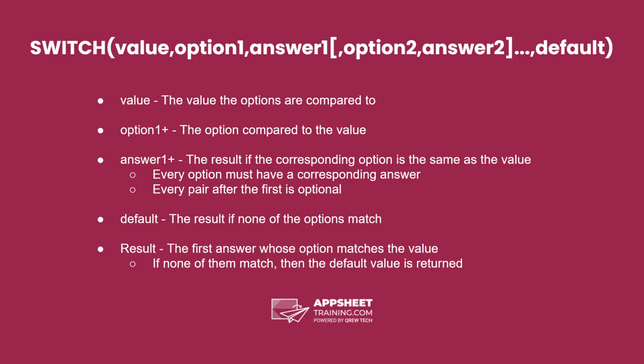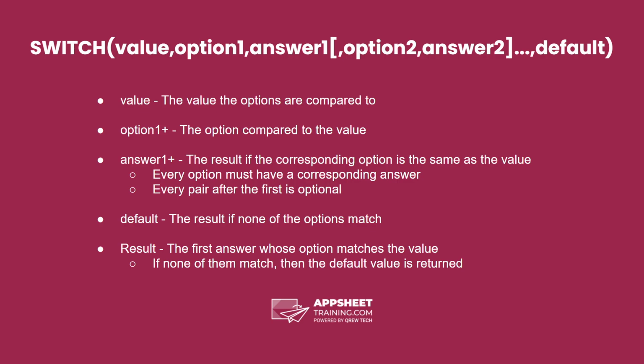The first parameter is the value that you're comparing to each option throughout the switch expression. Each option is what is compared to the initial value. Every answer is the result if the corresponding option is the same as the value.